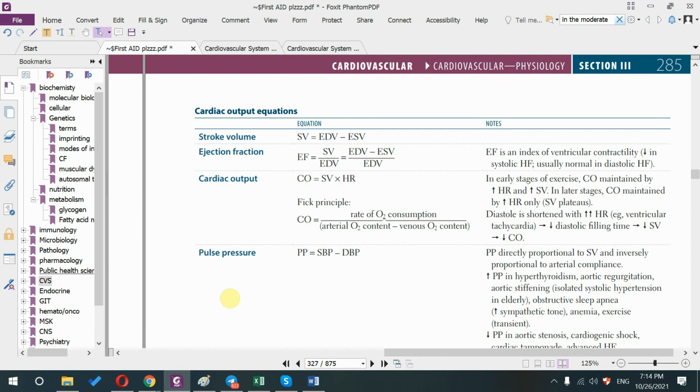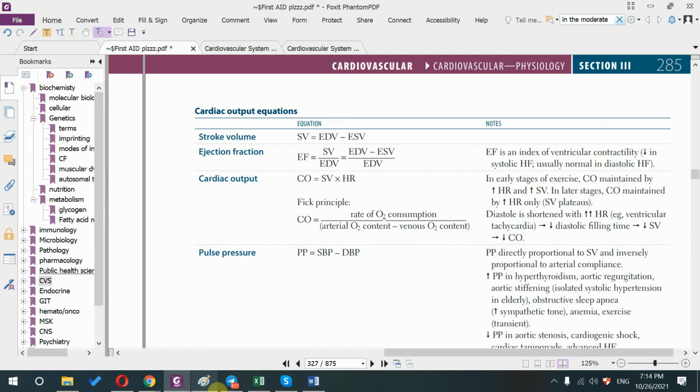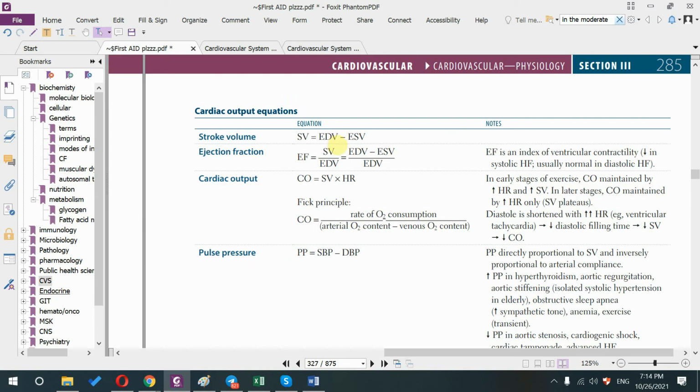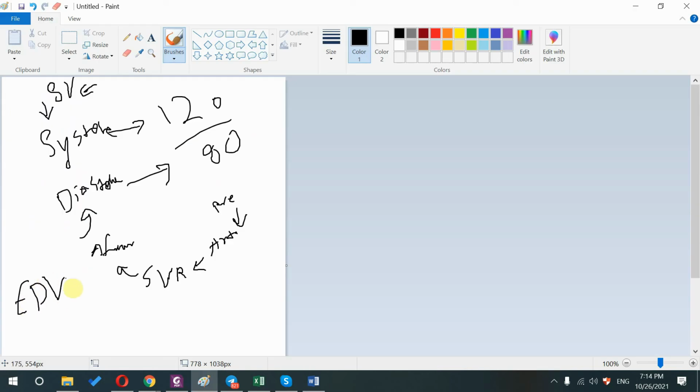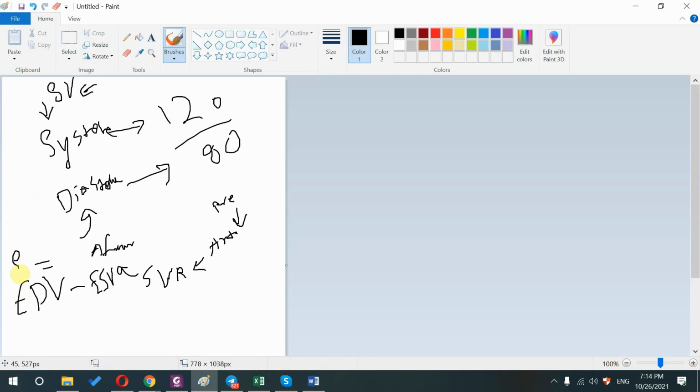So when we say the stroke volume of something, it means the following. The stroke volume is the end diastolic volume minus the end systolic volume. Why did I speak about blood pressure when we are currently not speaking about blood pressure? We are speaking about volume. We are speaking about the stroke volume.